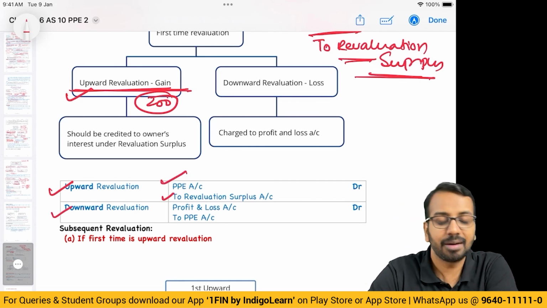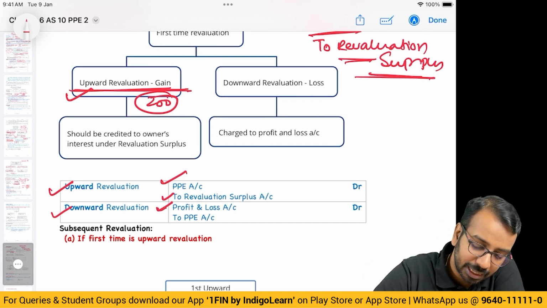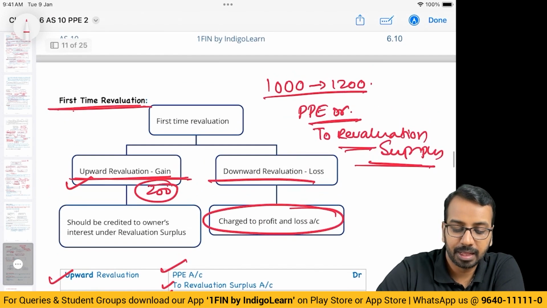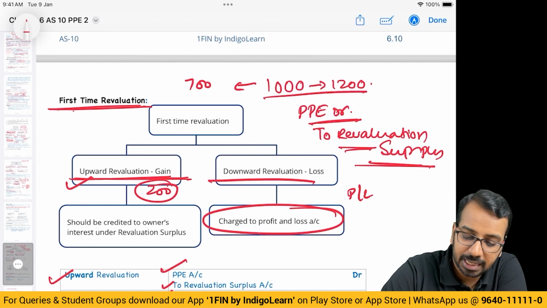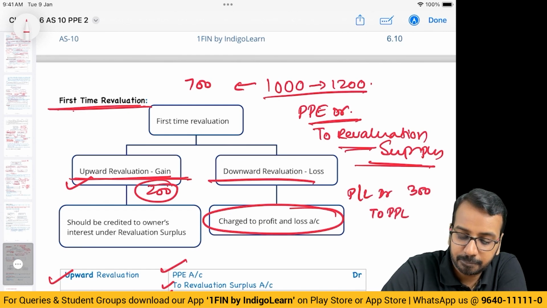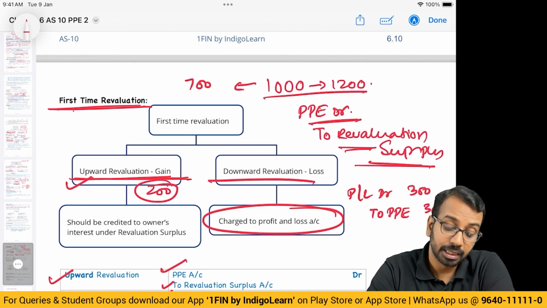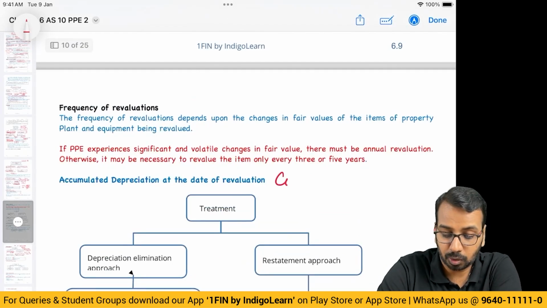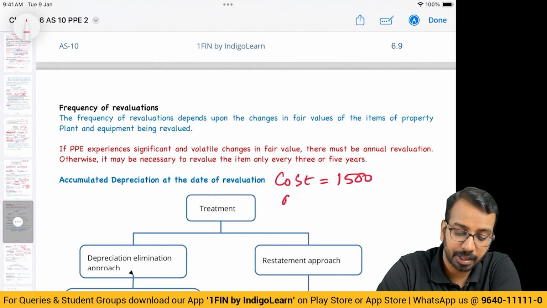If it is downward revaluation, means I am reducing the value, then debit P&L, credit PPE. So downward revaluation will be taken to P&L. So if this 1000 became, let us say, 700, then you would say P&L debit 300, credit PPE 300, right?